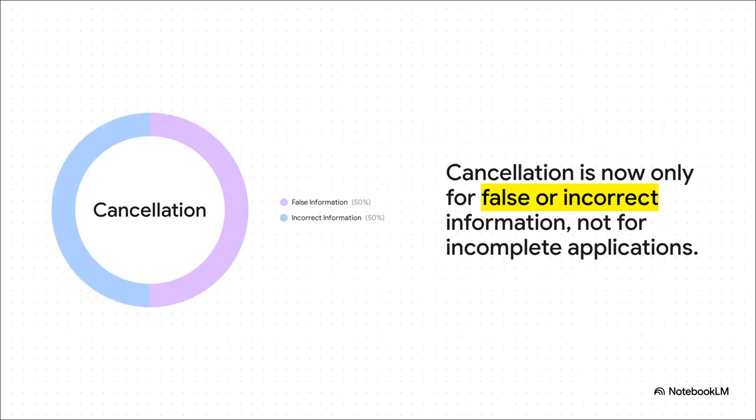And this next one is actually a huge relief. It used to be that your application could get thrown out just for being incomplete. Not anymore. Now they can only cancel your approval if they find out you provided false or incorrect information. So a simple mistake won't automatically sink your application, which is a really welcome change.